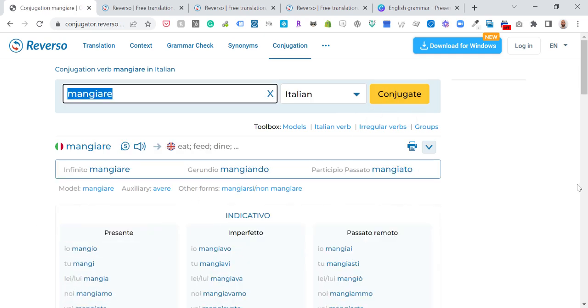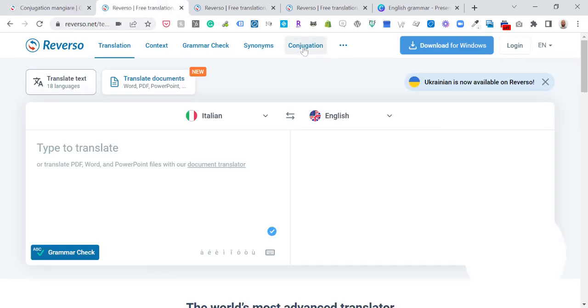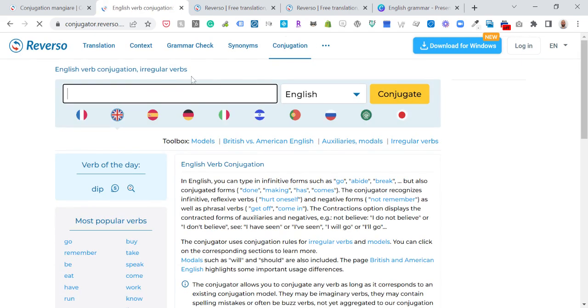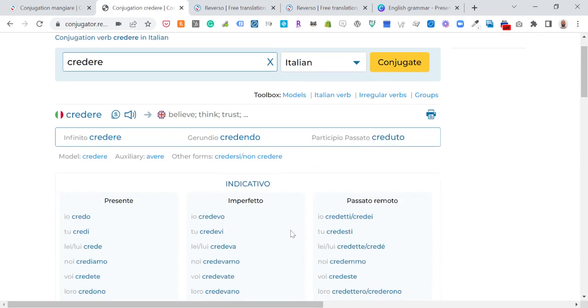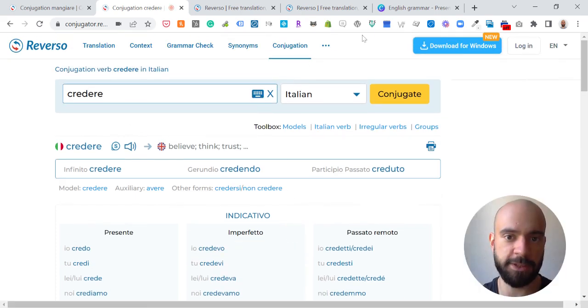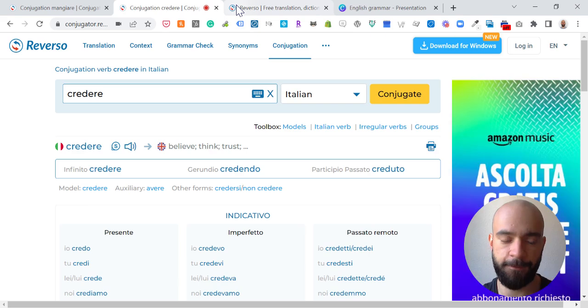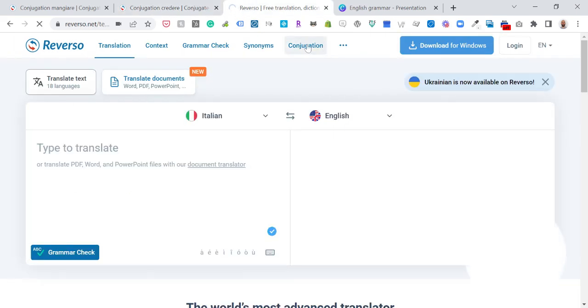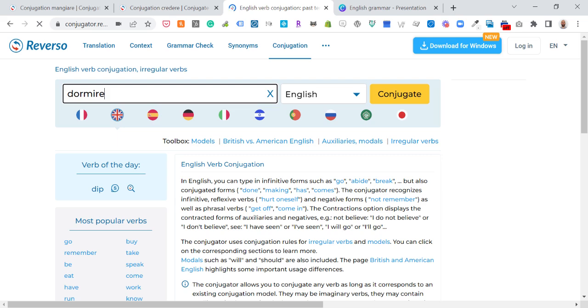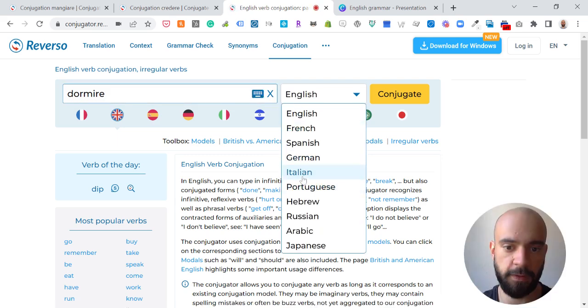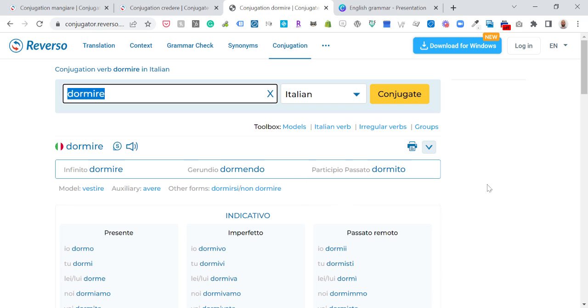It's already on the conjugation. Then open reverso.net on another tab, go to conjugation again, type credere, which is to believe, Italian again, and there you go. And then open reverso.net in a third tab, and go to conjugation again and type dormire, which is to sleep, Italian of course, and that's it.